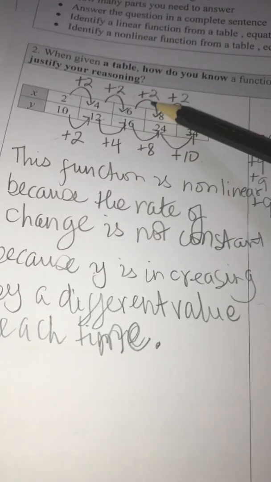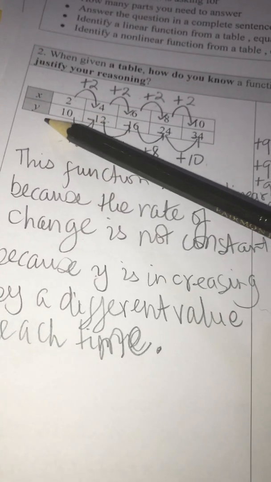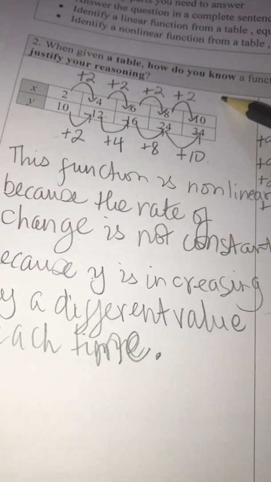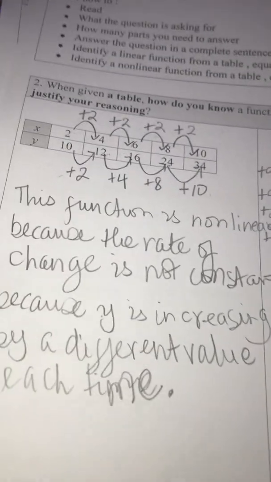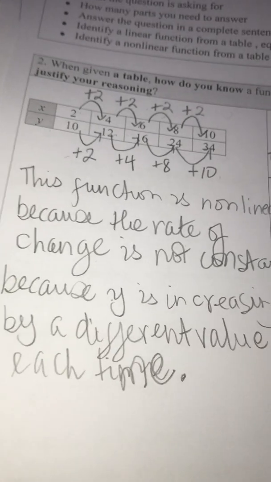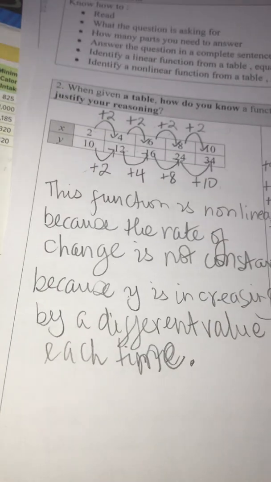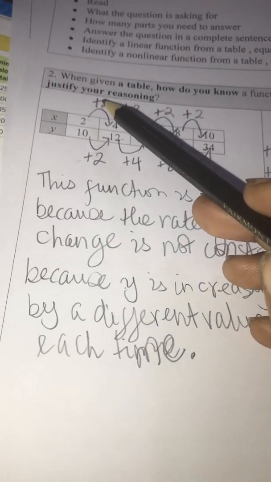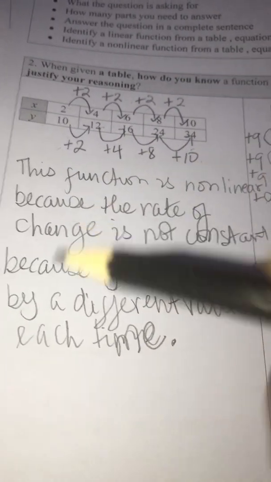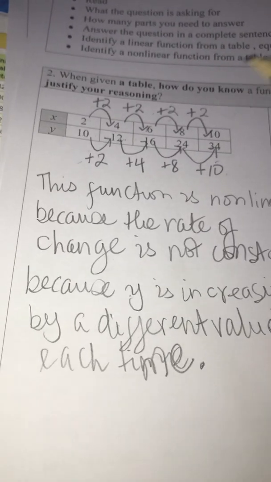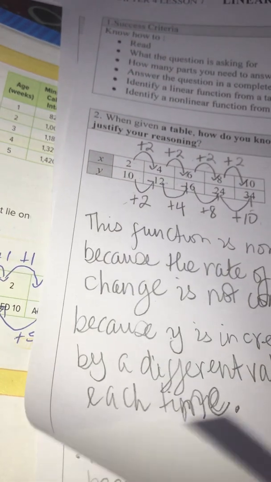Okay? So here when you find out that either your x is not the same or your y is not the same, you talk about the one that is not the same. Okay? All right. So sometimes x can also be not the same and y can also not be all the same. So that means it is nonlinear.